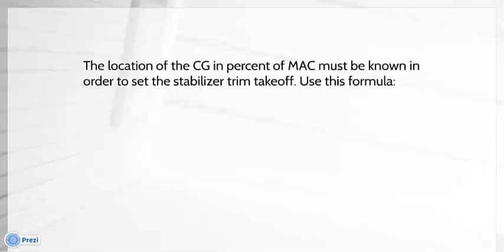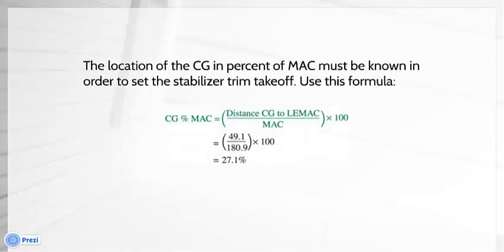The location of the CG in percent MAC must be known in order to set the stabilizer trim for takeoff. Use this formula. CG percent MAC equals distance CG to LEMAC divided by MAC times 100. This will be 49.1 divided by 180.9 times 100. The answer will be 27.1%.